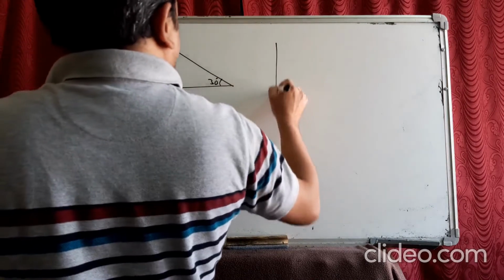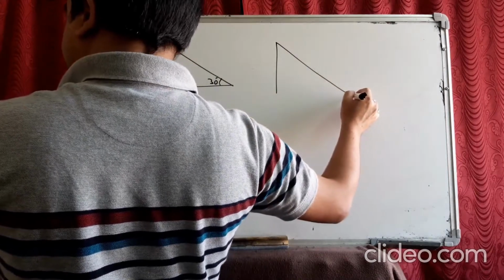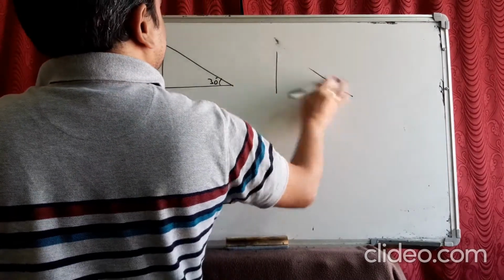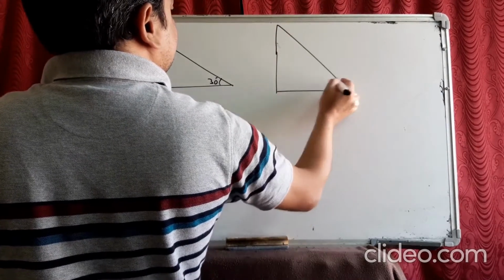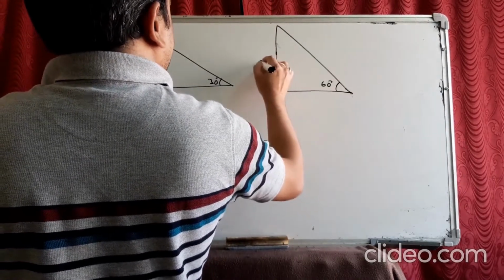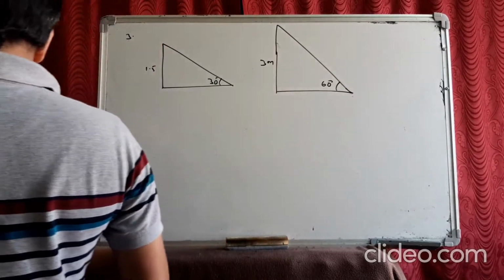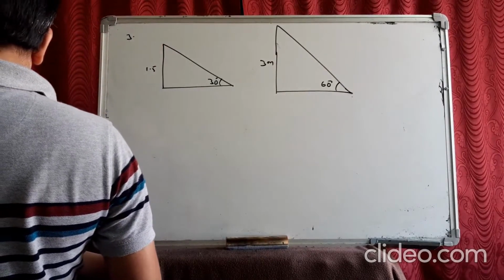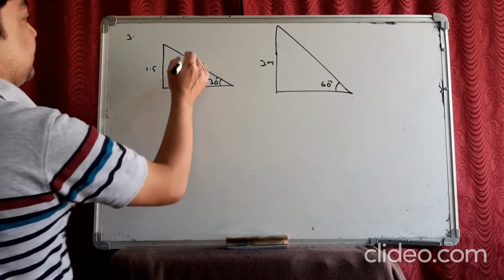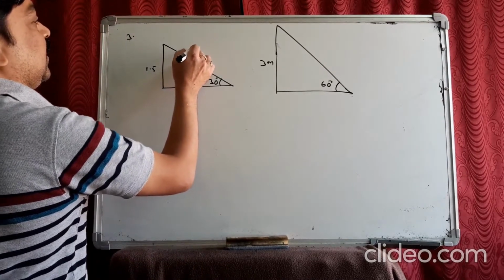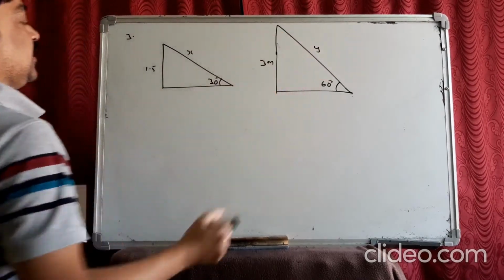And the other slide is at a height of 3 meters, that is a little bigger, making an angle of 60 degrees. What should be the length of the slide in each case? Length of the slide means we need to find out the hypotenuse here. Let us take this as x and this as y.